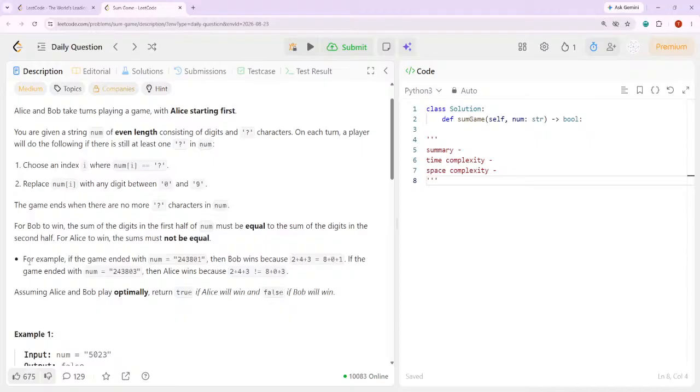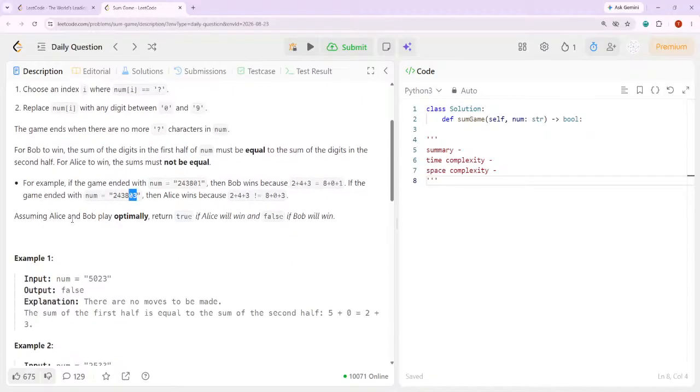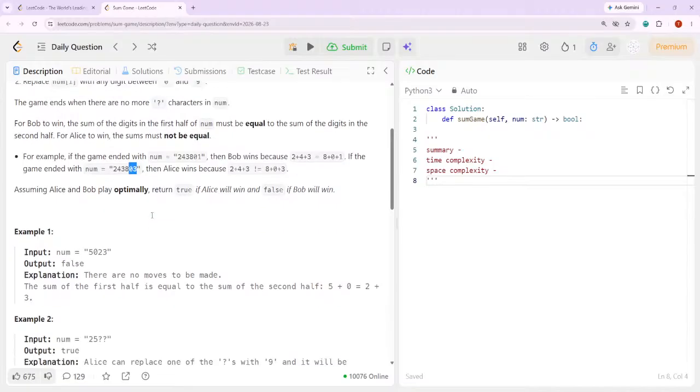Okay. For example, it has to be an even length. Yeah, 2, 4, 3, 8, 0, 1. So there's no question marks. 2, 4, 3 adds up to 9, and the other half adds to 9. Bob wins because 9 equals 9. If the game ended with 9 versus 11, then Alice wins. Assuming Alice and Bob play optimally, return true if Alice will win, false if Bob will win.